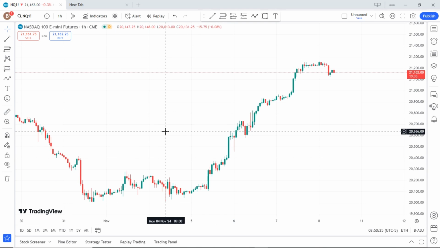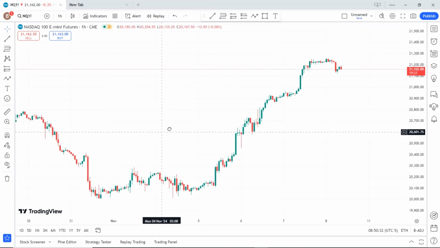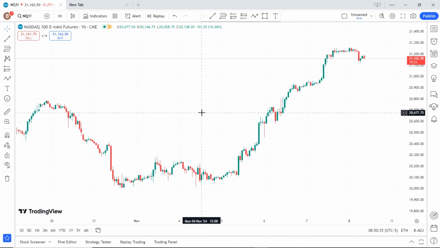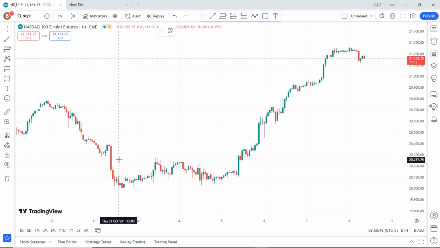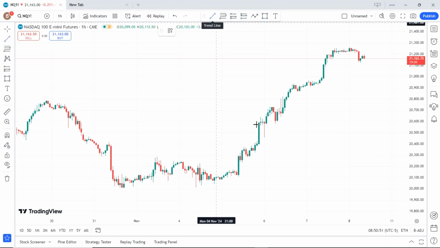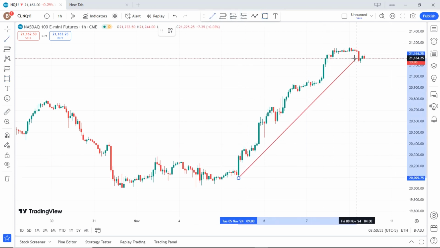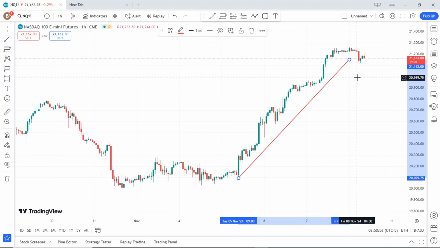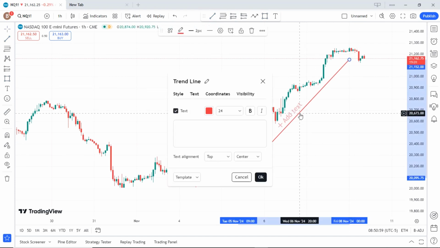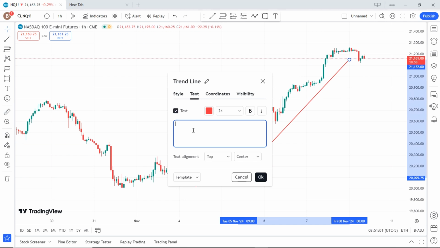This is a mini NASDAQ chart. This is a 1 hour chart, and what you are currently seeing here, I'll be taking you through the uptrend, the downtrend, the consolidation, the expansion, the retracement, and the reversal. This particular range, this particular price move up is a typical example of an uptrend.